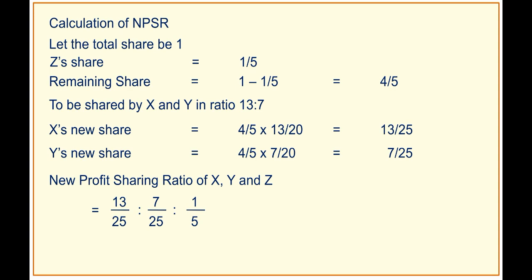So here we can see that denominators are not equal: 25, 25 and 5. So we will make it all 25. So 13 upon 25, 7 upon 25 ratio. Now to make denominator 25, we need to multiply 5 by 5. So 5 5s are 25, 1 5s are 5. So it comes 5 by 25. Then we will remove all the denominators as they are same. So new profit sharing ratio of X, Y and Z will be 13 is to 7 is to 5. Done. Now let's come to our journal entry.